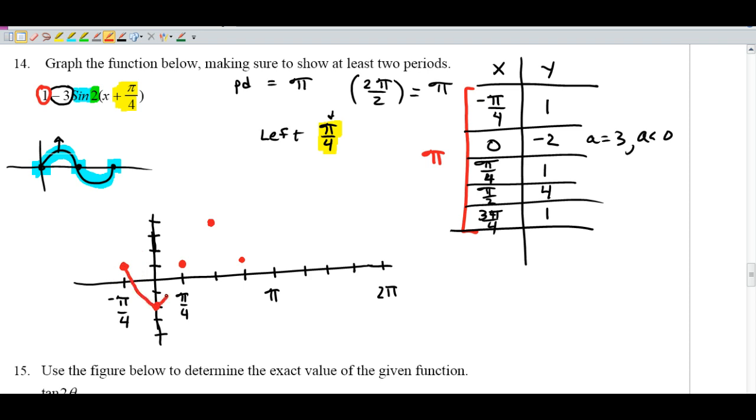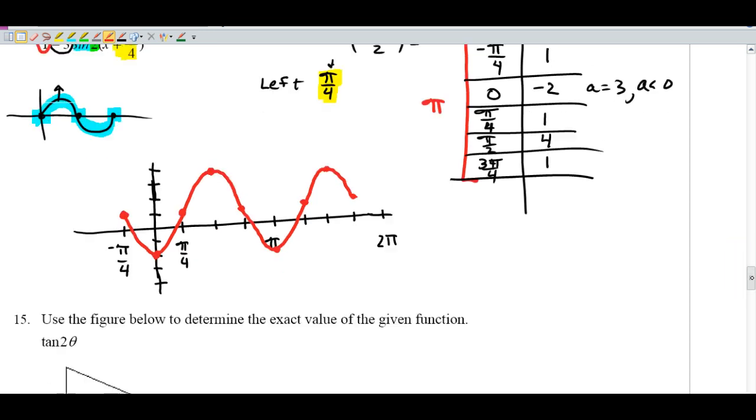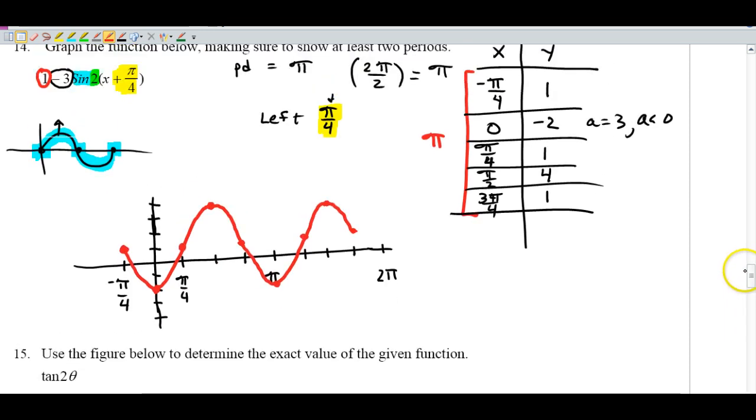It's forced down because of the negative, and then back up. Now there's the pattern of the sine function, and you can see it right here at pi. It's going to go down to 1 again. At 5 pi over 4, it's going to go up to 1. This is back down to negative 2. And one more pi over 4, it's going to go up to 4 and back down to 1. And I'm going to smooth that curve out. There's my second period. So that's that graph, and look that over and do your best with that.